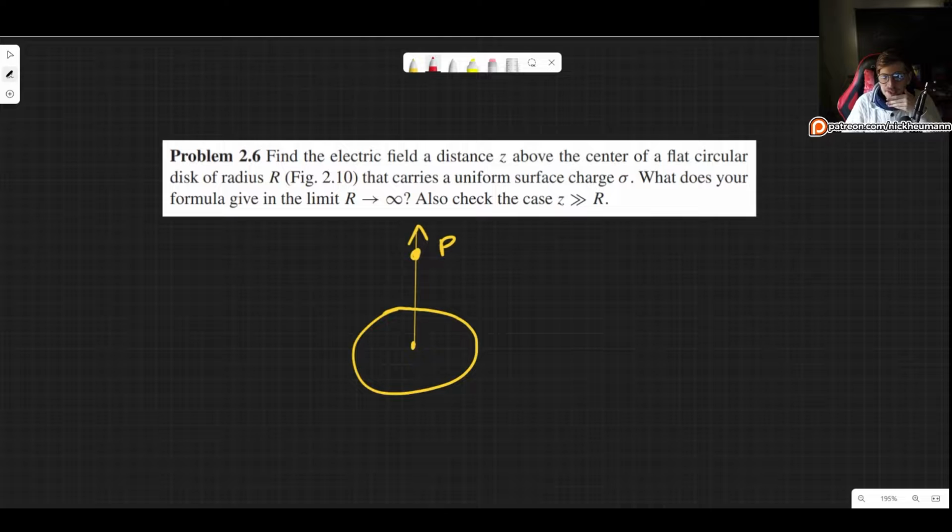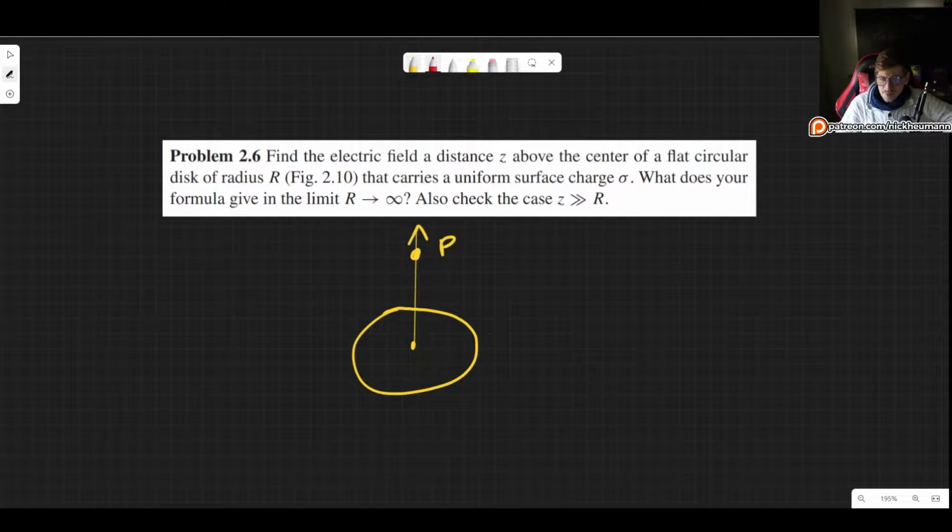This problem states the following. Find the electric field at distance z above the center of a flat circular disk of radius r, which is what I'm showing you right here, that carries a uniform surface charge sigma. What does the formula give in the limit where r goes to infinity? Also check the case when z is much greater than r.